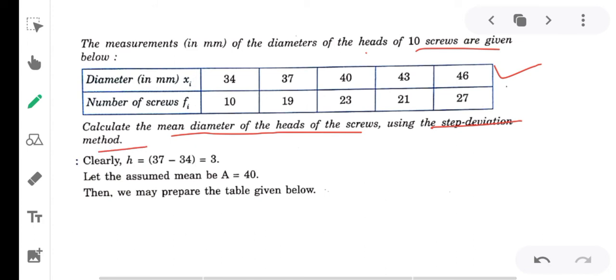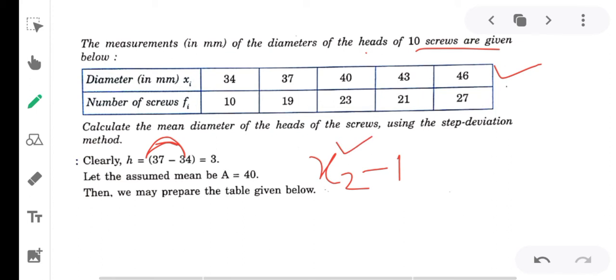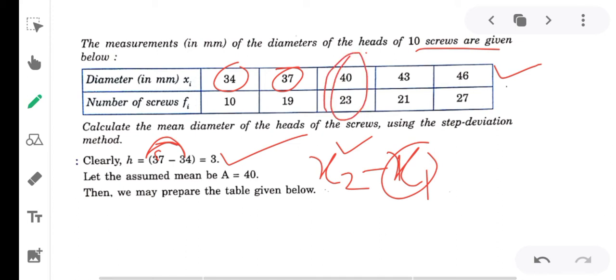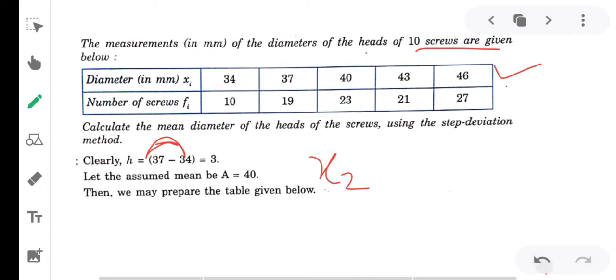For the step deviation method, first find out the value of h. The formula is h equal to x2 minus x1. Here x2, the second observation, is 37 and x1 is 34. So 37 minus 34 equal to 3. That is the value of h. Then assume the mean as the most middle observation, that is 40. So a equal to 40. Clear?